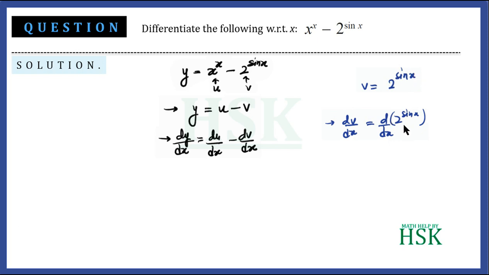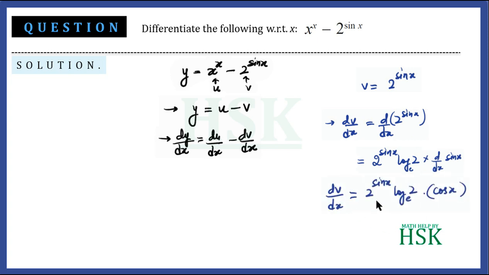So d by dx of 2 raised to the power of sine x would be done as we differentiate a to the power of x, and the differentiation of a to the power of x is equal to a to the power of x into log a base e. So this would be equal to 2 to the power of sine x into log 2 base e, and because here we are differentiating 2 to the power of sine x, not 2 to the power of x, we are going to multiply it with d by dx of sine x, which is equal to cos x.